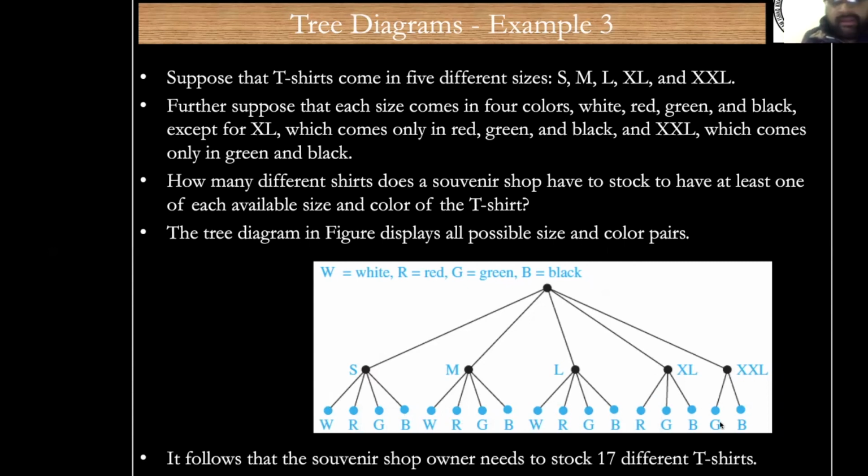So count these numbers. In total, you will count the numbers in the blue nodes here at the bottom, and it shows that the souvenir shop owner actually needs to stock 17 different t-shirts to have at least one of each color and each size that are allowed.